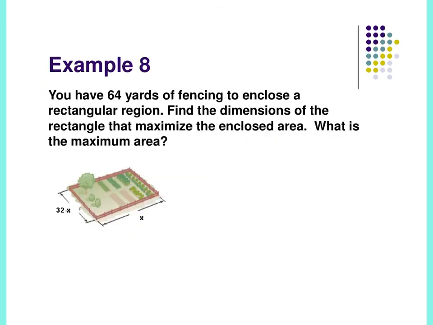All right, so now we've got some application of those quadratics by way of word problems. This says you have 64 yards of fencing to enclose a rectangular region. Find the dimensions of the rectangle that maximizes the enclosed area, and what's the max area. So on the little drawing there, it's telling you that the length is x, the width is 32 minus x, and I want to maximize the area. So I need a couple of things here. One is, what's the formula for the area of a rectangle?